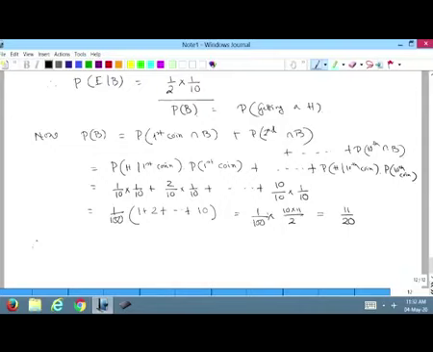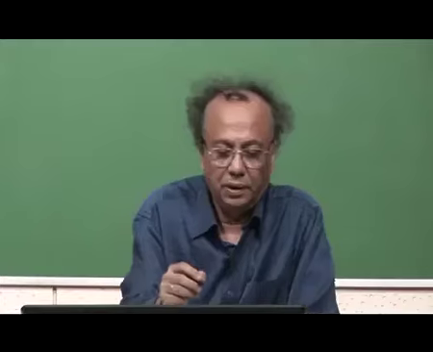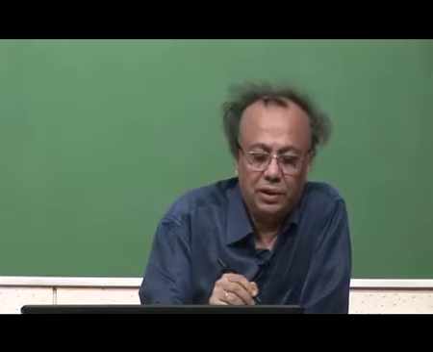Therefore, probability of E given B is equal to, from here we get 1 upon 20 divided by 11 upon 20, is equal to 1 upon 11. So, that is the answer that we get by applying Bayes' theorem. Let us solve another problem.